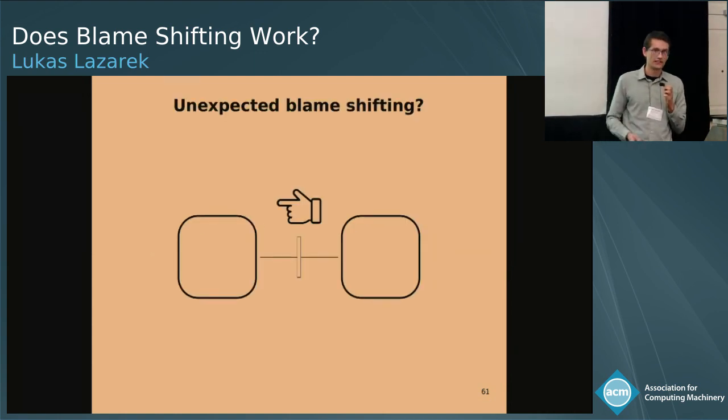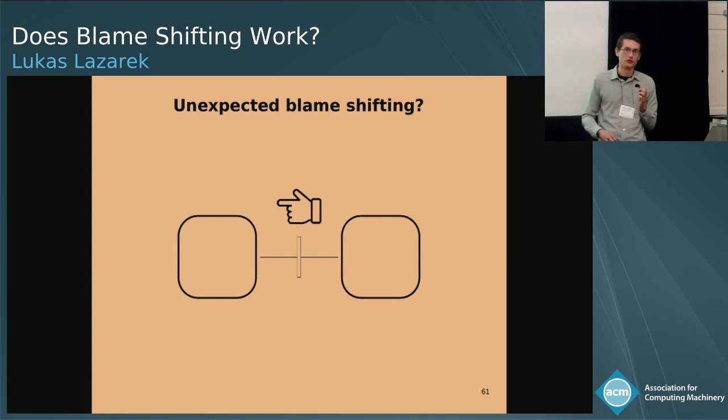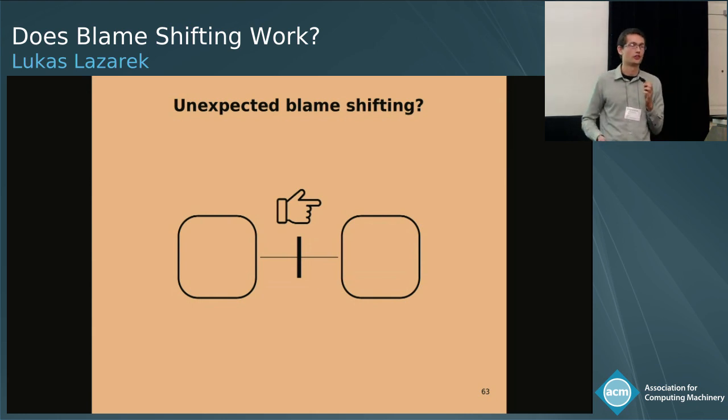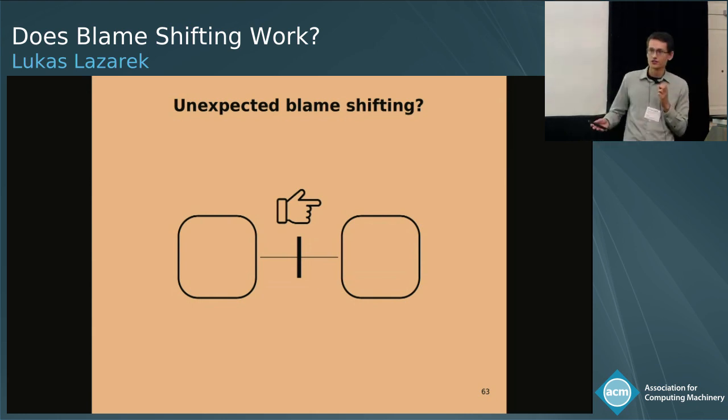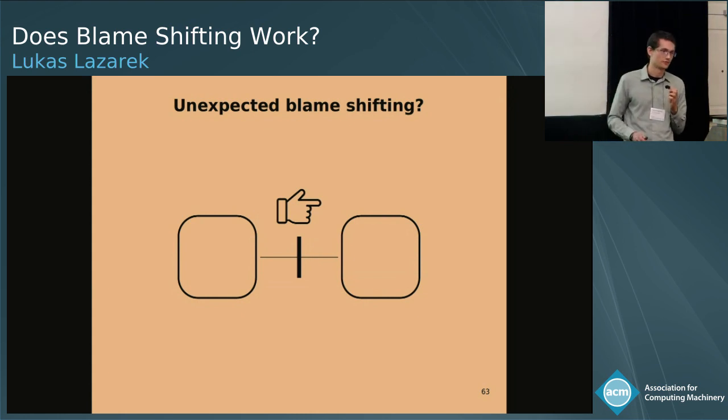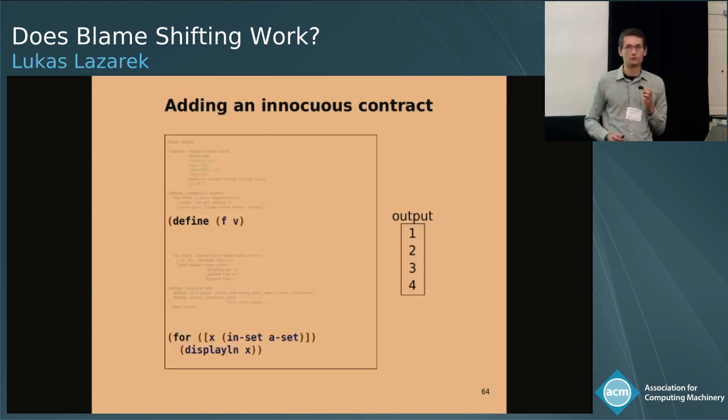And what I mean by that is that before I told you that blame shifts when you've got blame on a component on one side of a boundary, and we strengthen the contract on that boundary, and then the blame shifts to the component on the other side. But in fact, due to this pervasive state, blame can shift in much more interesting and unexpected ways. I'm going to show you how this happens with an example.